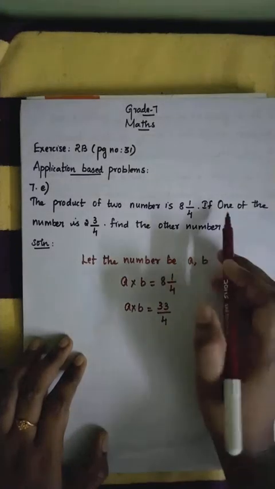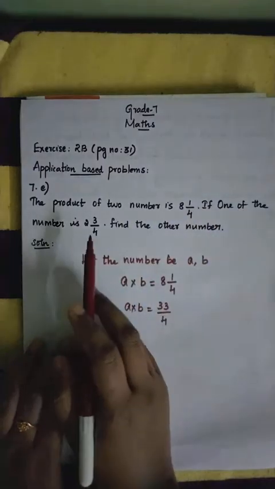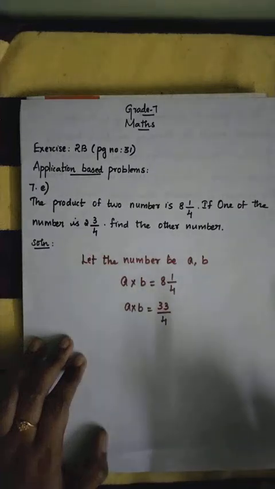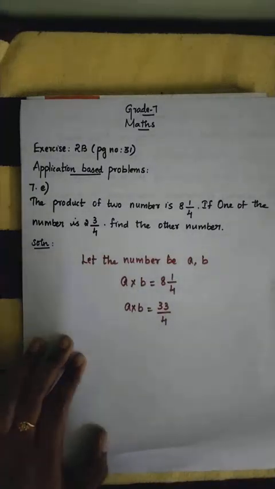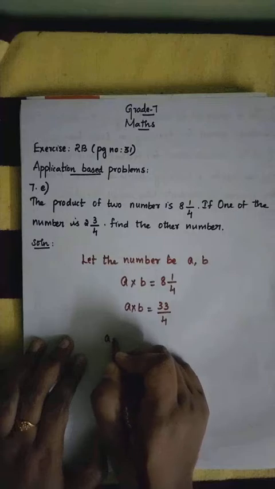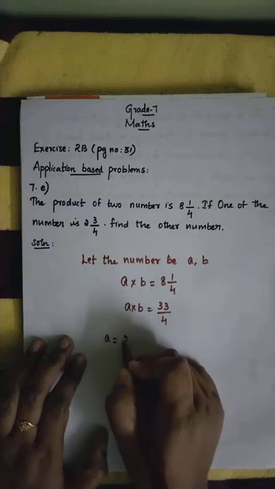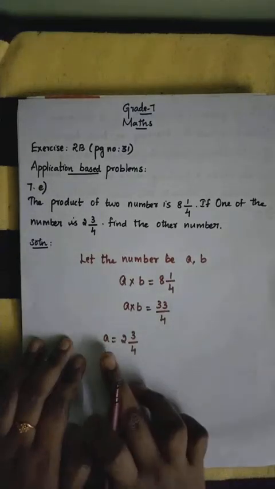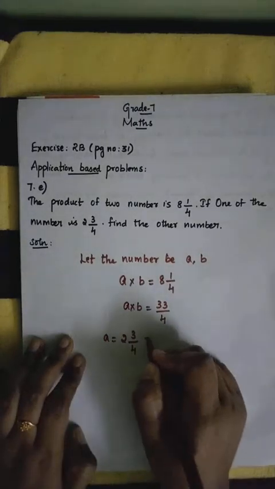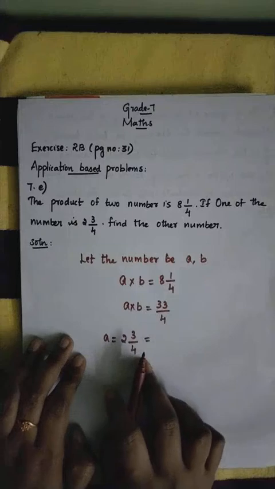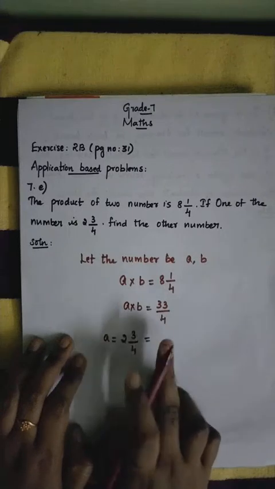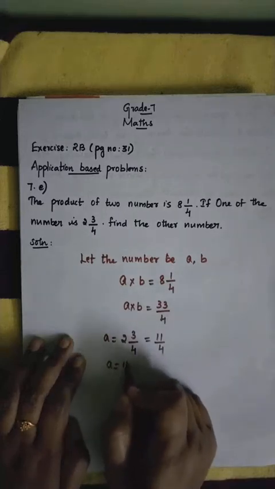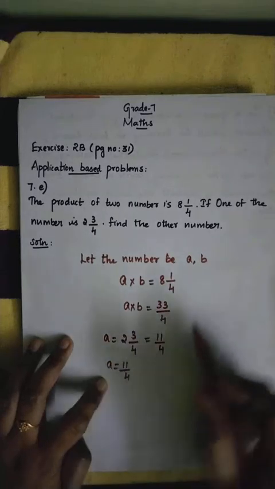In the next step, they have given that one of the numbers is 2 3 by 4. So they have given the value of one number. Take that value for a. The value of a is 2 3 by 4. When you convert it into an improper fraction, 4 2s are 8, 8 plus 3, 11 by 4. So the value of a is 11 by 4. Just substitute this a value in the equation.